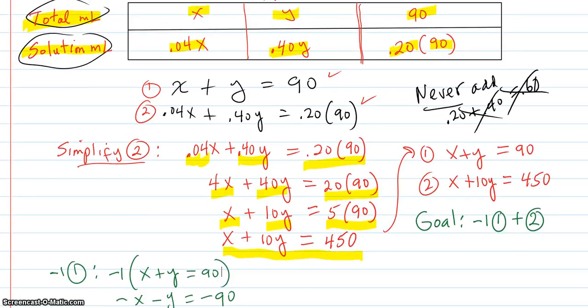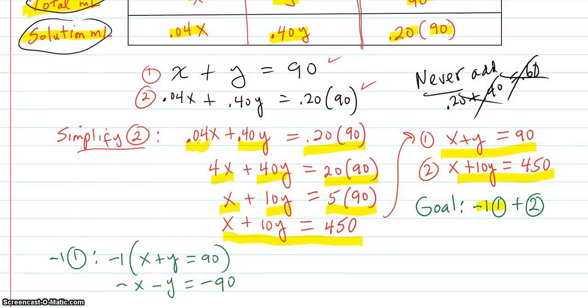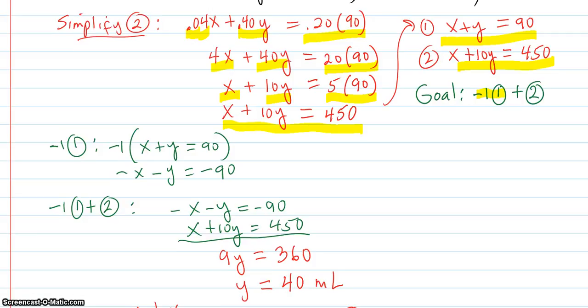So now we go over here and rewrite the system. X plus y equals 90 is the original number 1. X plus 10y equals 450 is the modified number 2. And our goal is to get rid of one of these variables. X and x are pretty much lined up, but they got to be of opposite signs. So this time I'm going to go -1 times 1 and add it to 2. And that's going to drop out the x's. Now you don't have to do it that way, but that's the way I'm going to take it this time.